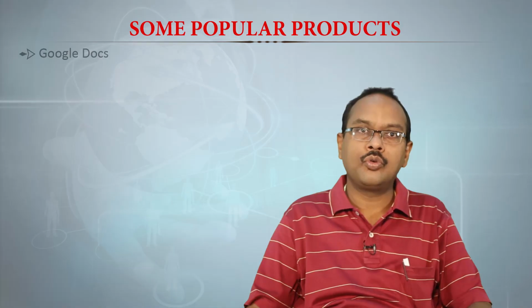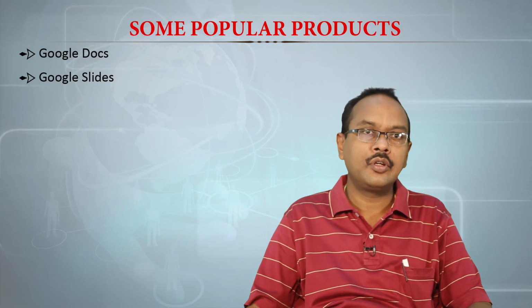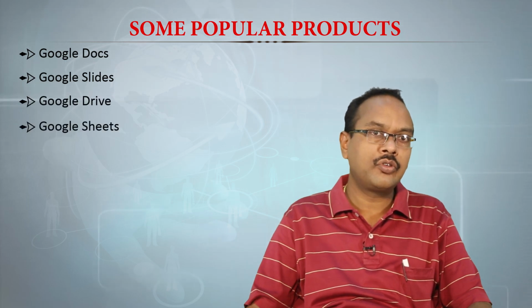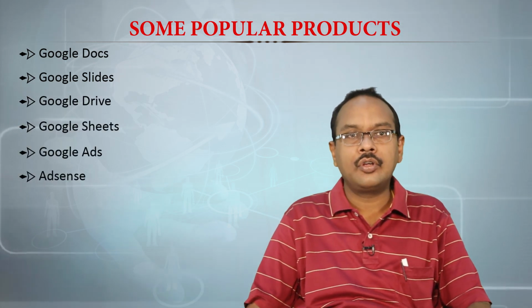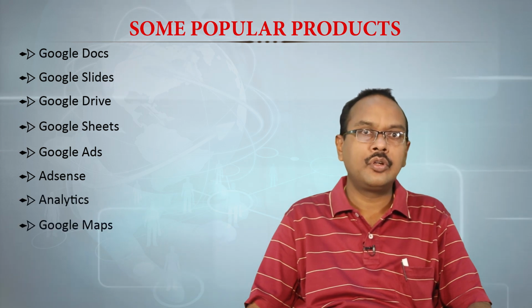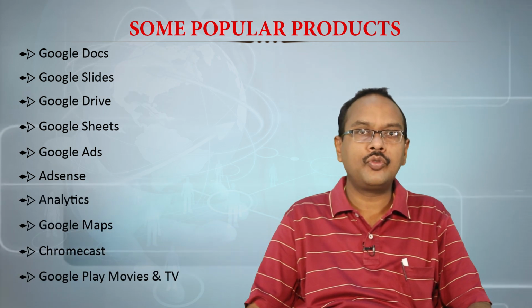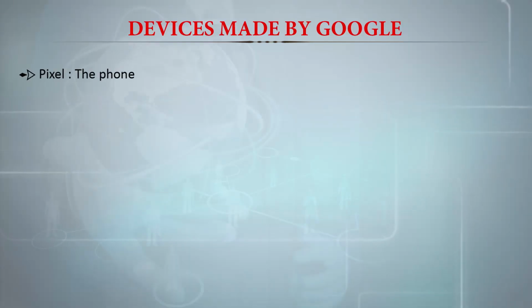Among the browsers that are used, Google Chrome is the best and most widely used. Some of the popular products from Google are Google Docs, Google Slides, Google Drive, Google Sheets, Google Ads, AdSense, Analytics, Google Maps, Chromecast, Google Play Movies and TV. These are some of the very popular products from Google, and there are also devices made by Google. One is Google Pixel, a very popular mobile phone.